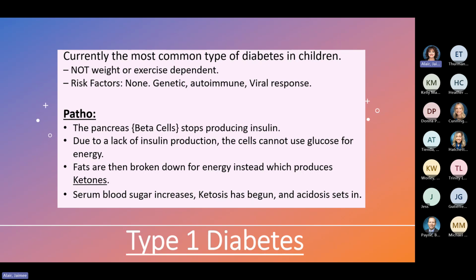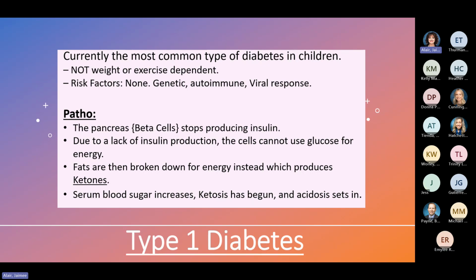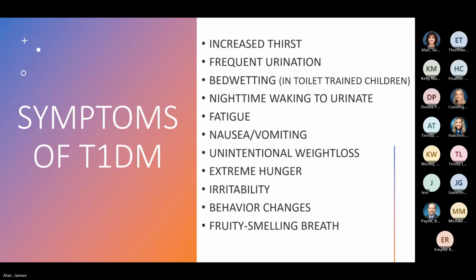In this one, the pancreas stops producing insulin. Due to the lack of insulin, the cells can't use the glucose for energy, so fats are broken down, which produces ketones. As the sugar rises, the ketones in the body also rise, and then acidosis sets in.